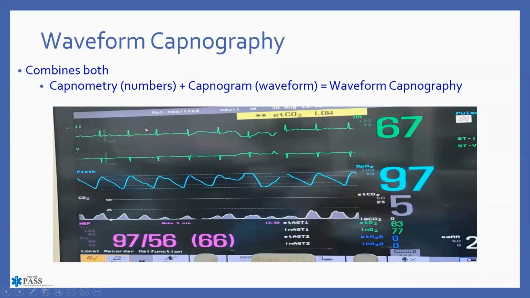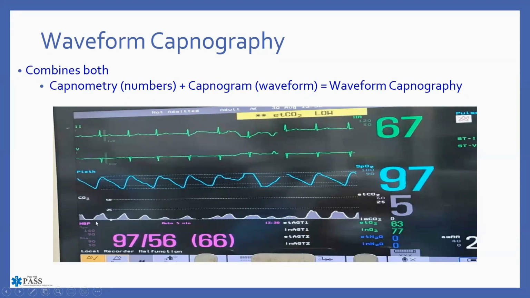So a couple things here on obviously the picture of the monitor here. The top, you have your lead 2. As we kind of go down here, you have your oxygen saturation and your pleth, and then the next one down, which is what we're looking at here, is your CO2. And you can see that the CO2, there are some dotted lines here with a number of 25 and then 50. Their CO2 in this situation is 5.